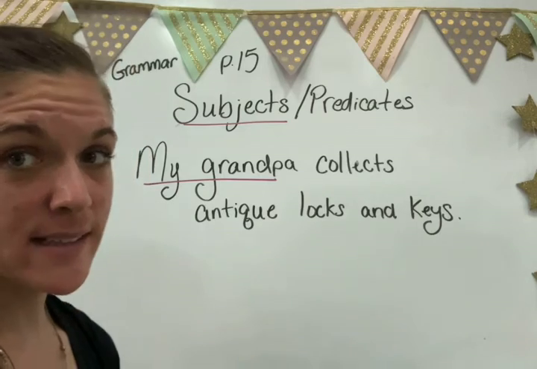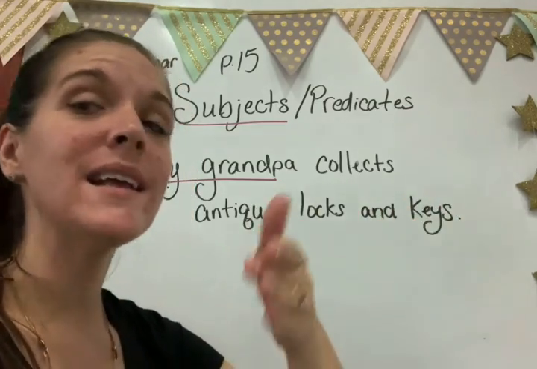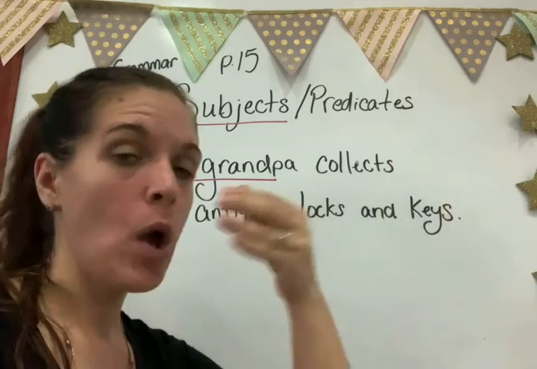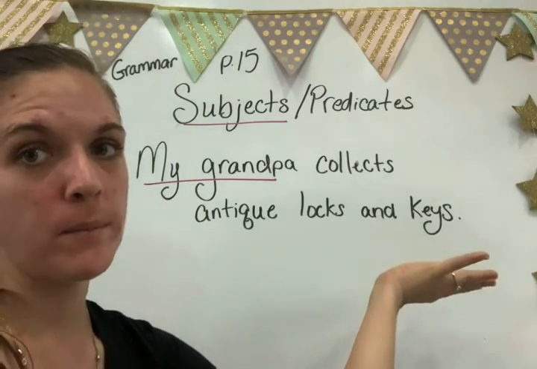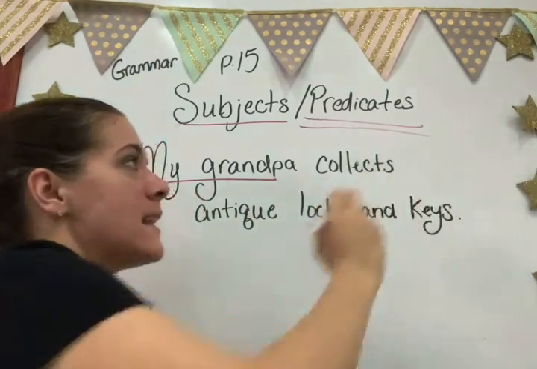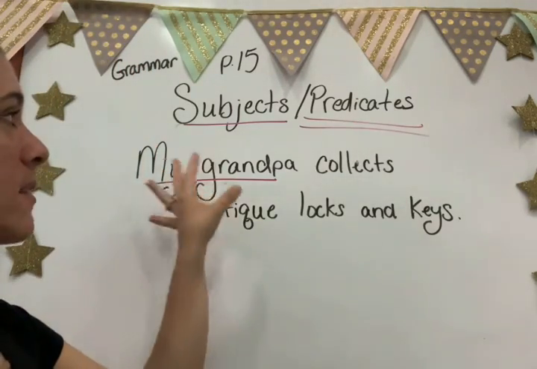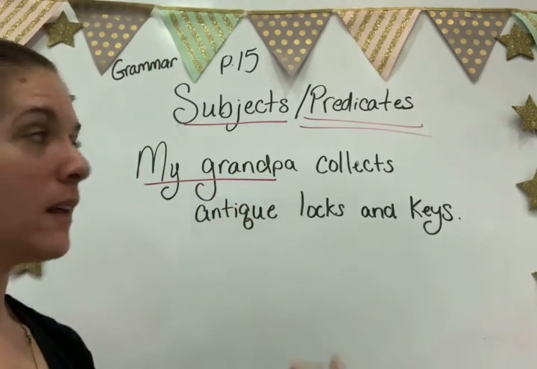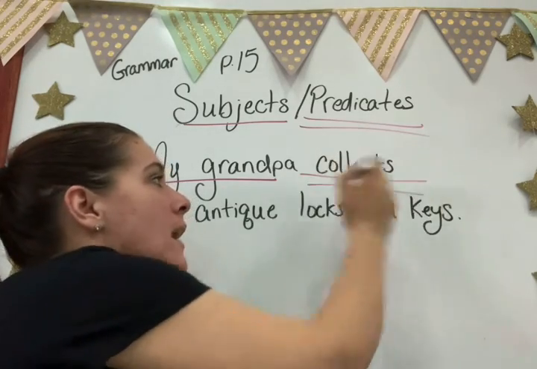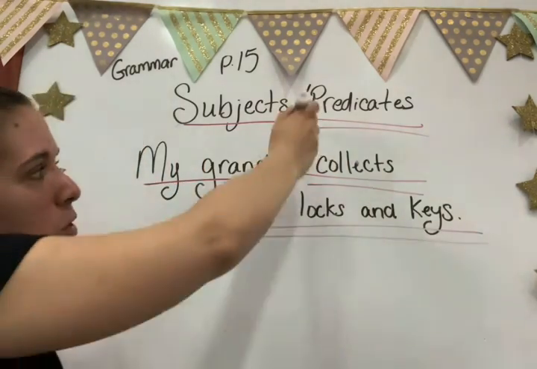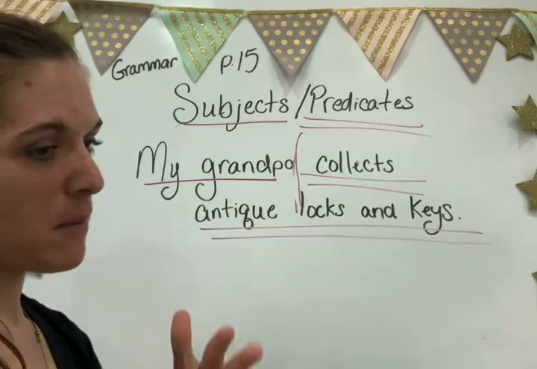Then look what the predicate says. The predicate part tells something about the subject. So what did my grandpa do? What is my grandpa doing? What happened with my grandpa? That tells me about my grandpa. Usually for the predicate, we put two lines and it always starts with a verb, okay? So we know this sentence is about my grandpa, but what is my grandpa doing? Collects antique locks and keys. It starts with a verb, collects. And we put two lines under the predicate. And we usually put a line between the subject and the predicate. That was a horrible line. There we go, we put a line between the subject and the predicate.